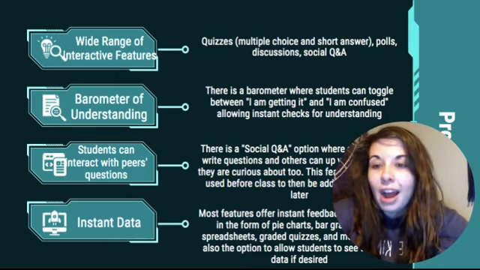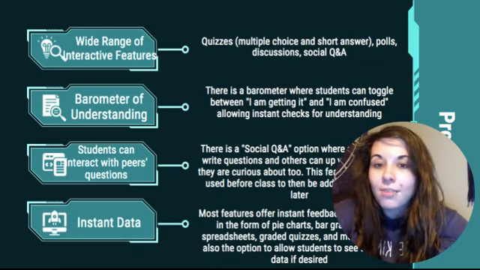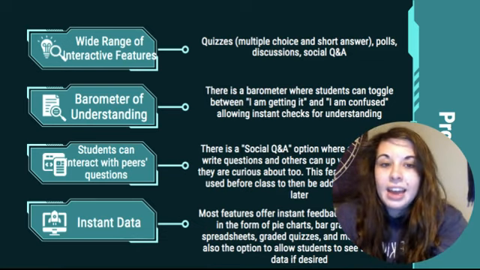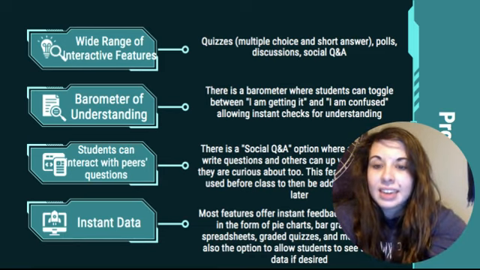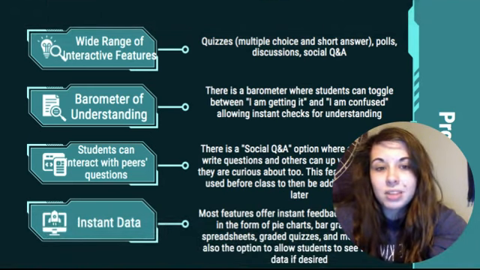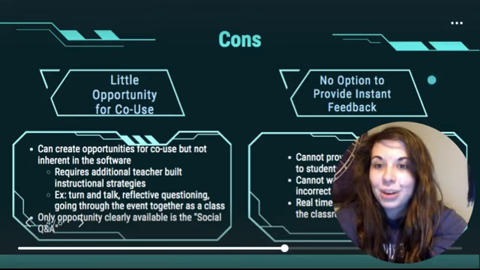Students are also able to interact with peers' questions through the social Q&A function, my favorite, where students can ask questions and upvote other student questions that they might have as well. This allows teachers to see what the most pressing questions are and address it accordingly, and they're also able to see where and how many students need support in certain areas. Another huge benefit is the instant data given by the software through pie charts and bar graphs and downloadable Excel spreadsheets, and teachers are able to see a bunch of data, which we'll get to more later.